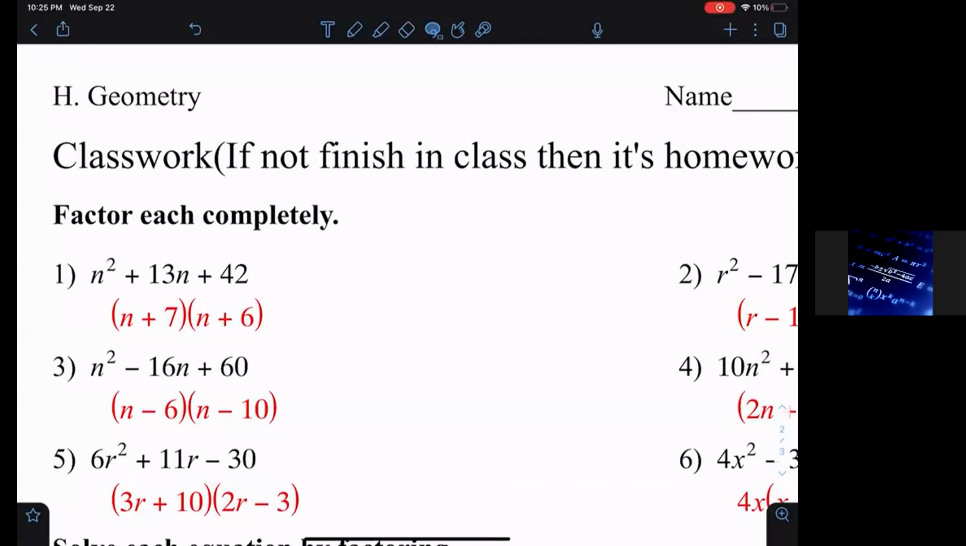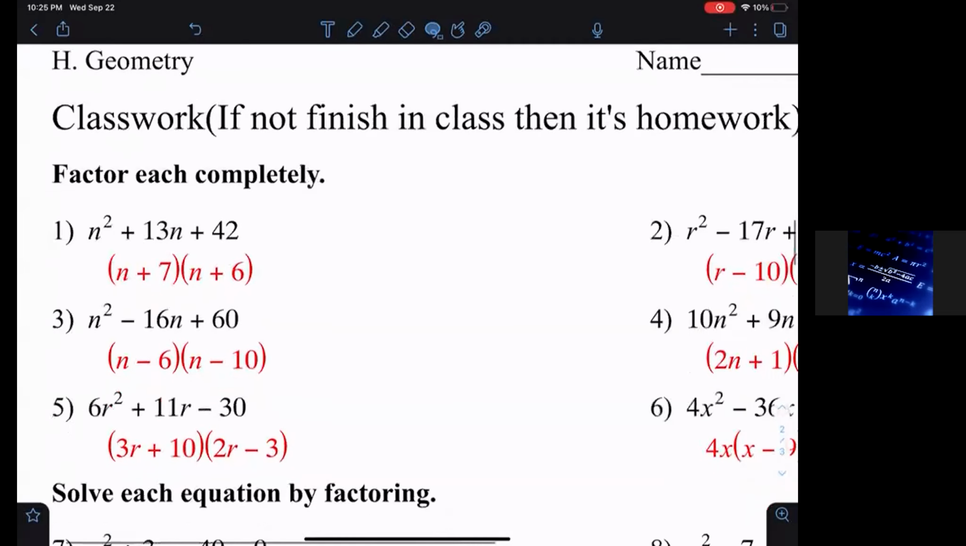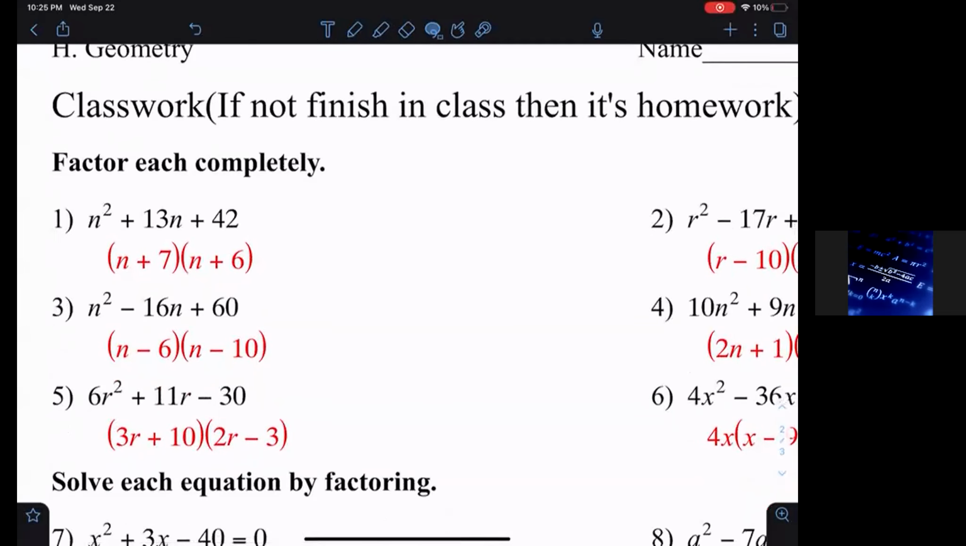Okay, so here, this is the review for the test. This is basically what we did in class. So I'm going to go over really fast what we need to do. Here they said factoring each. When they say factor, you just need to put parentheses, okay? Those are the factors of this quadratic expression, right?